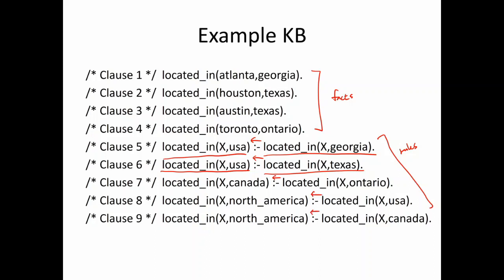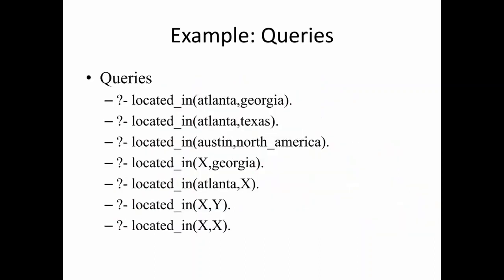And once you have this knowledge base, here are different types of queries we can have. We can ask, is Atlanta located in Georgia? We can also ask, what's located in Georgia? Atlanta is located in what? So X is located in Y: all pairs of X's and Y's where X is located in Y. And then this would be all X's such that X is located in itself. Based on our knowledge base, there will be no such thing.